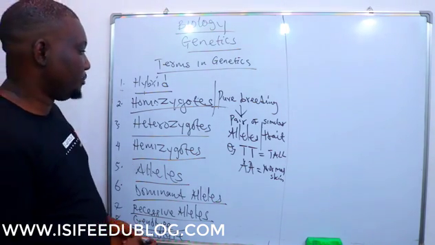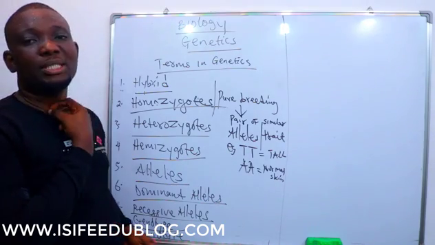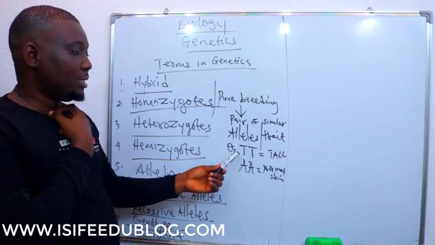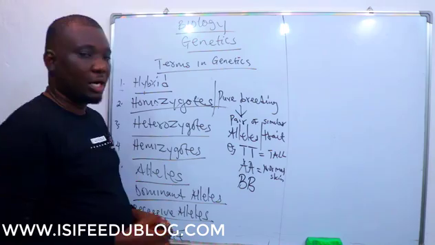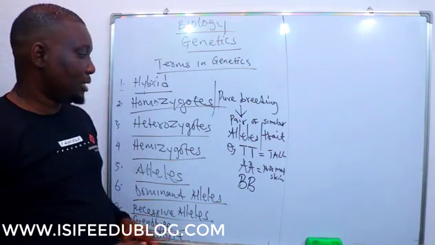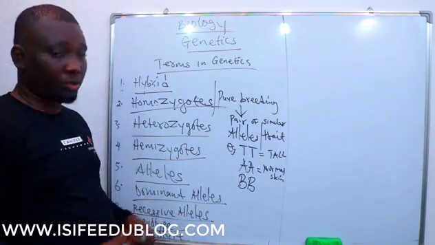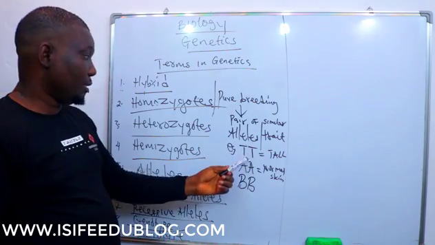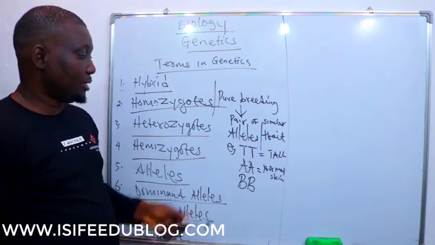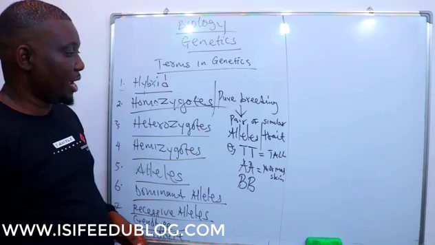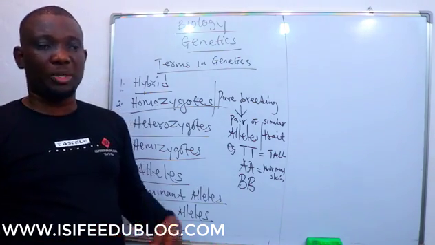Whenever we use similar pairs and they are both represented in capital letters, like you can see TT, AA, BB, all in uppercase letters, this type of homozygote or pure breeding is called dominant. I can call this homozygote dominant. That is, if this pair of similar characters is represented in uppercase or capital letters.